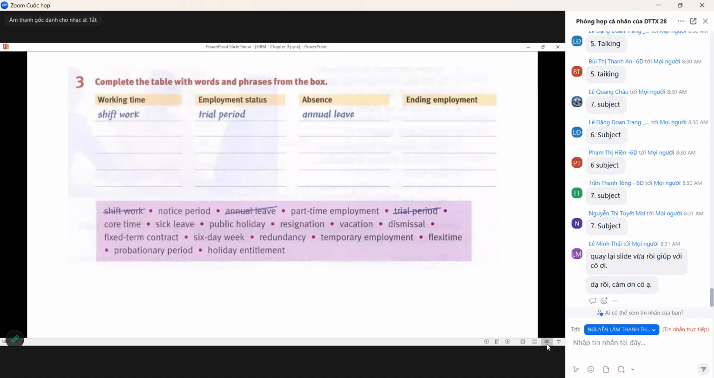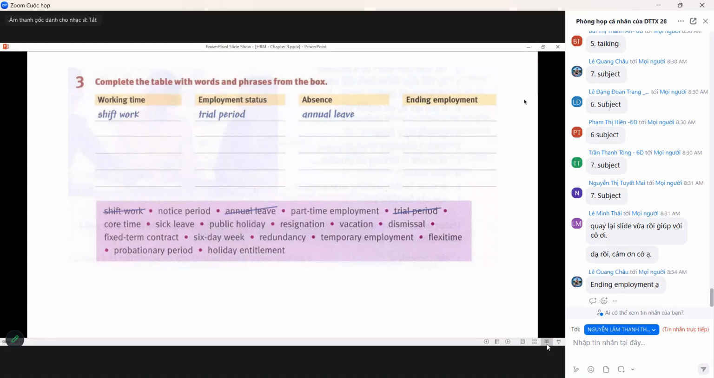So now put them in the correct columns for me, please. Shift work, then how about notice periods? Tell me about notice periods. Notice periods là gì cơ? So, ending employment, right? Notice periods belongs to ending employment. That's correct.